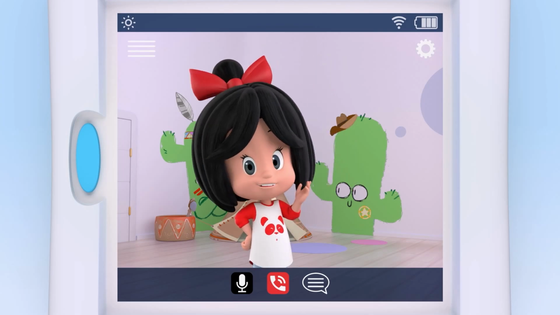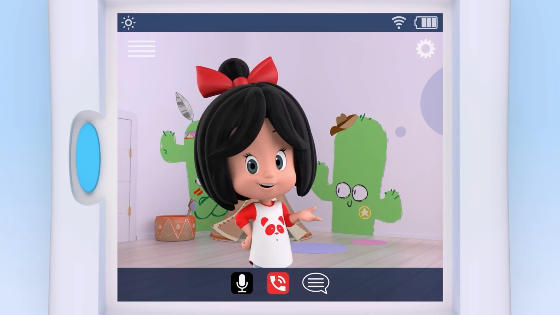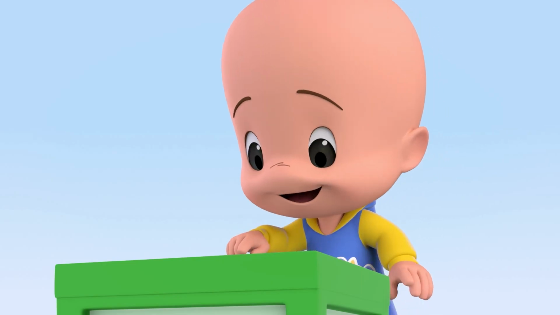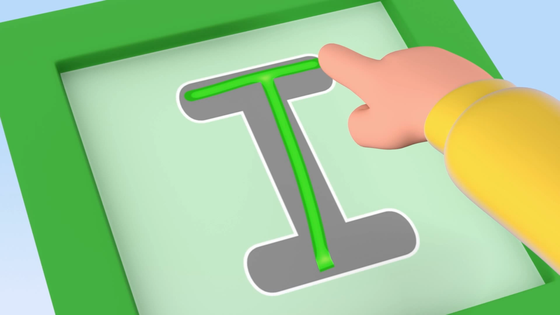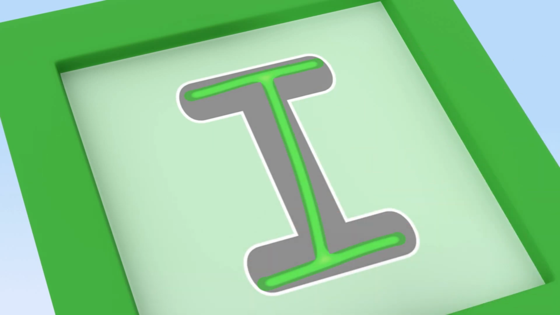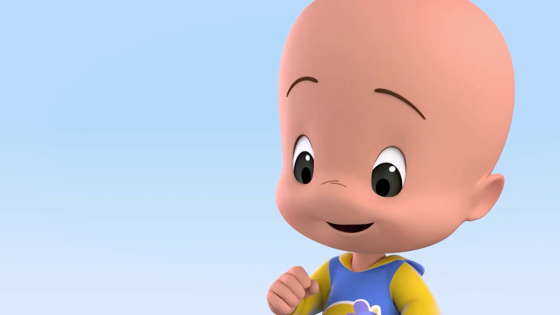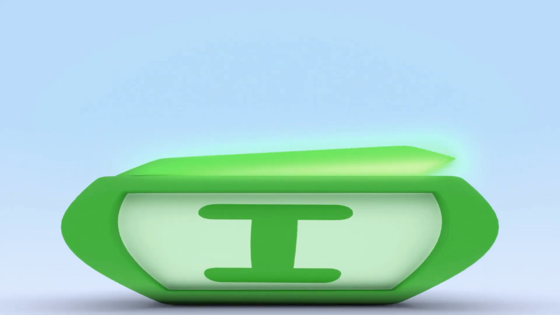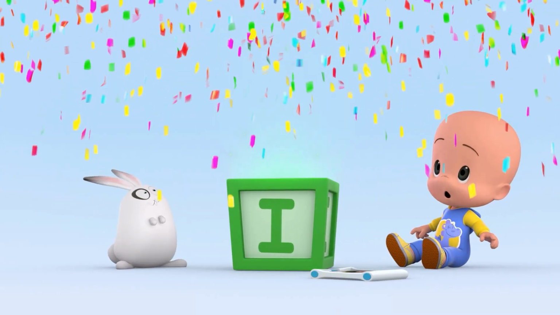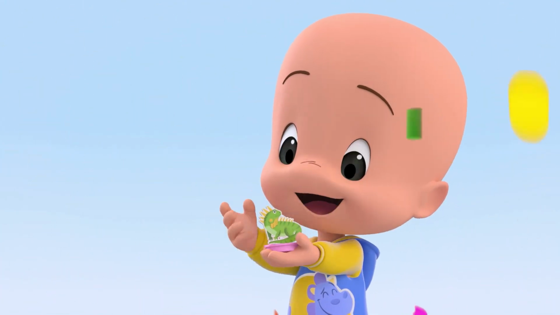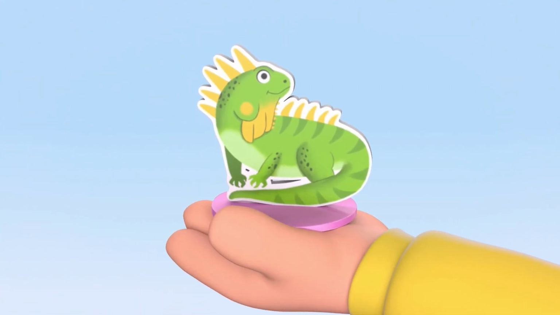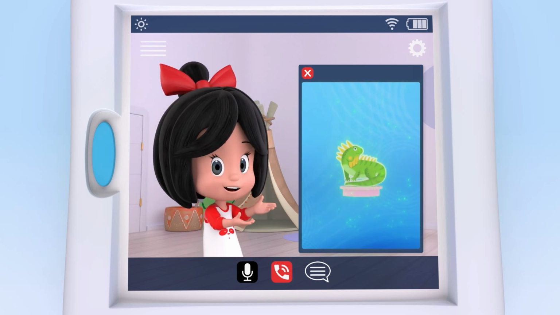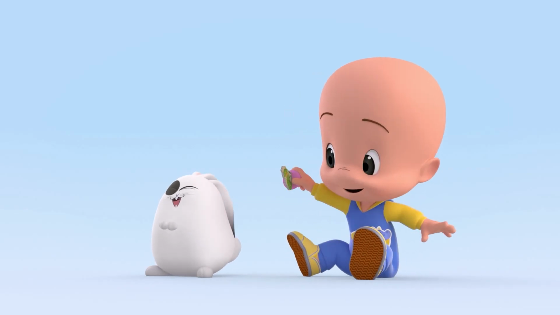Do you know of any animal that starts with an I? I. Wow! I. Iguana. Good, Cuquin. Yes. I is for iguana.